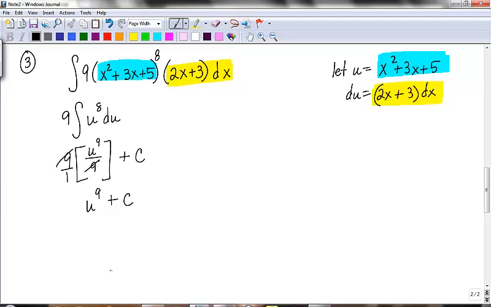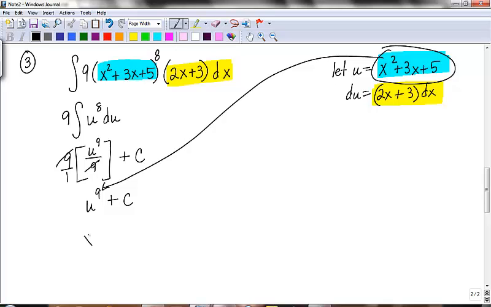If you started with an x, this is the third time I've said it, have you written it down? All right, somebody's listening. If you started with an x, you've got to end with an x. So when you're doing a test or doing the homework, you can't stop here. So u equals this whole thing, and now you've got to substitute it in. So we'd have x squared plus 3x plus 5 to the 9th power, plus c.